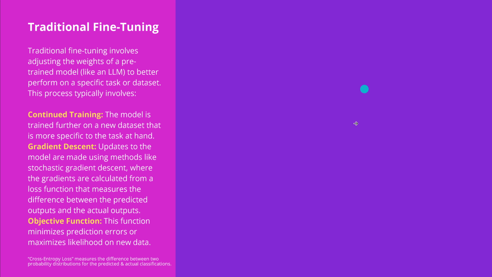We have our traditional fine-tuning, and we have here, if you want, a continued training after the pre-training phase. The model is trained further on a new data set that is more specific to your particular task at hand. You update now the model using methods like stochastic gradient descent, where the gradients are calculated from a loss function that measures here the difference between the predicted output and the actual output. And you know this is our supervised fine-tuning that you see on Hugging Face and is completely coded.